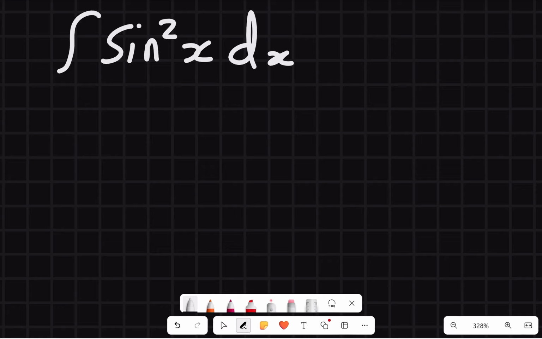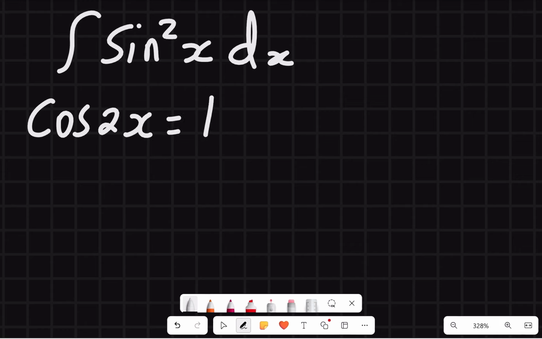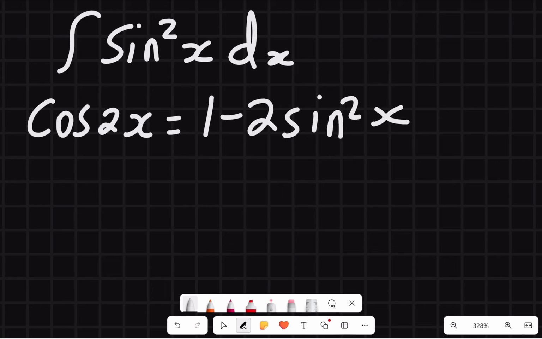Remember, we have cos 2x equals to 1 minus 2 sine squared x. The reason why I chose this identity is because it gives me a cos that is to the power of 1, which is easier to integrate, and it also has a sine squared x, which means I can easily replace that. Right, do you see why I chose this identity specifically? Right, perfect. So from here we can now do this.